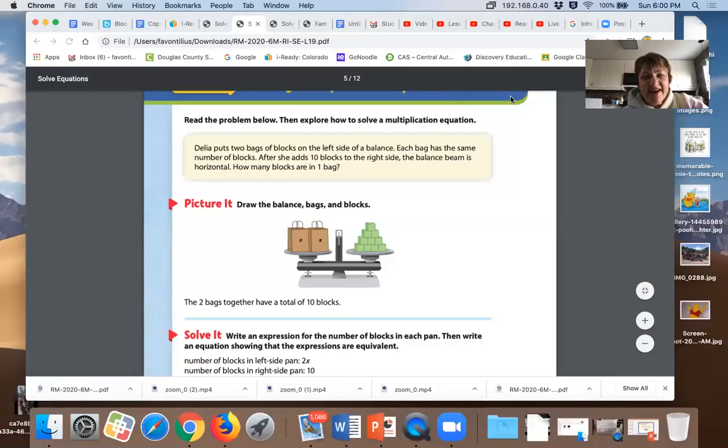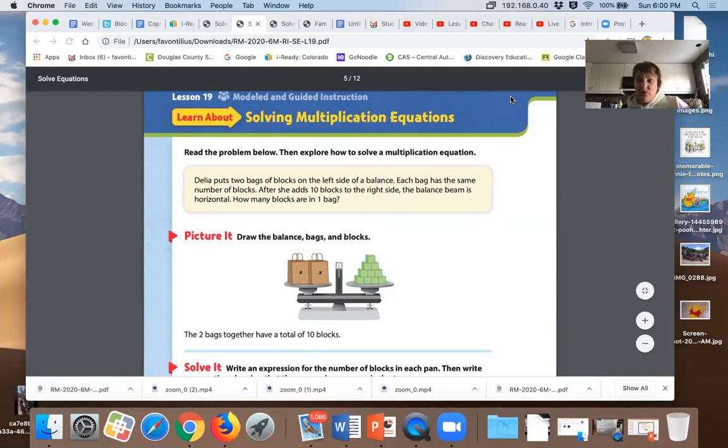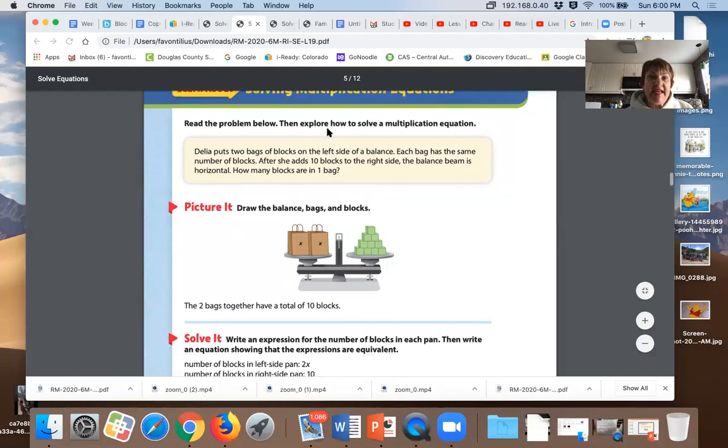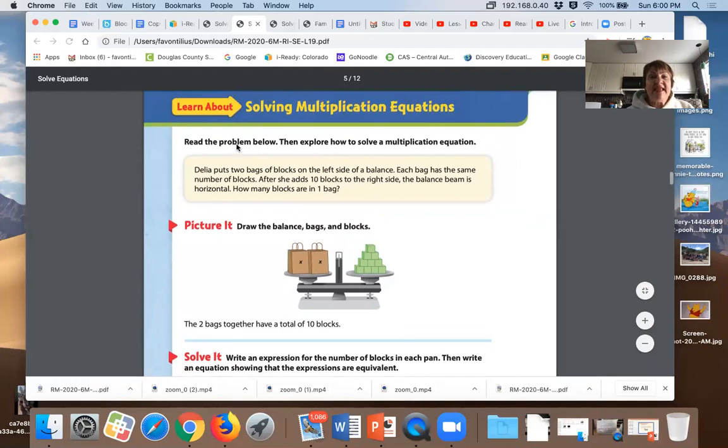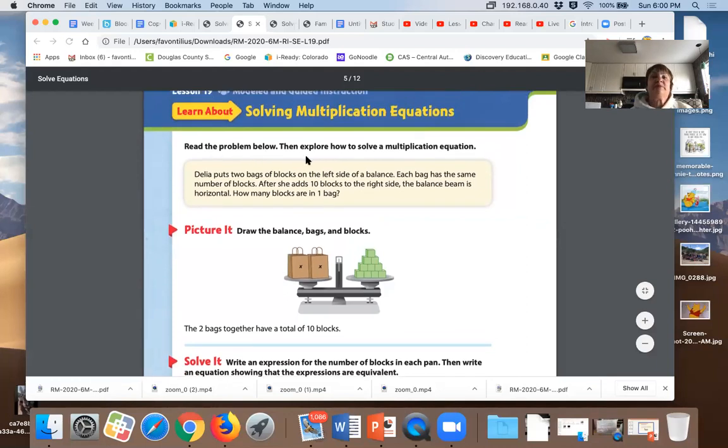Hi there, 6th graders. You're back. Thanks for coming back. Thanks for staying with me. Okay, today we're going to solve multiplication equations. You're on page 194. And you can see that we're going to read the problem below, then explore how to solve a multiplication equation.